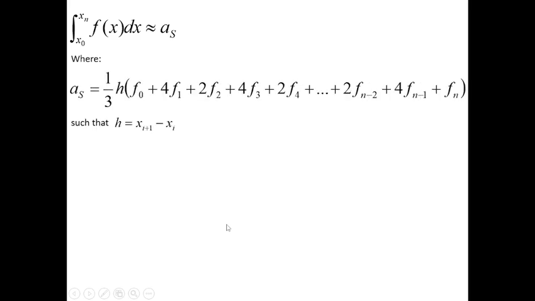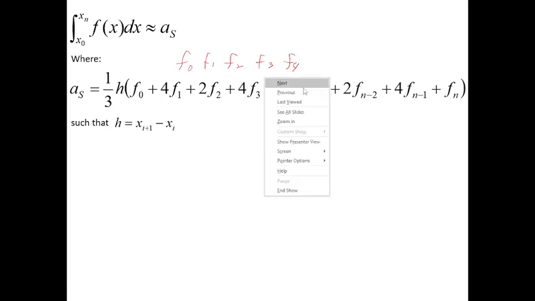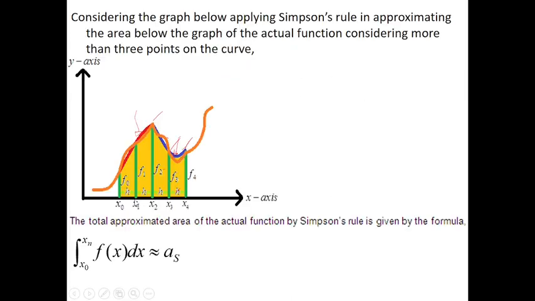In this case, we have h, the interval h, calculated as x sub i plus 1 minus x sub i. So in our example, we have 5 points and we have f sub 0, f sub 1, f sub 2, f sub 3, f sub 4. Let us take a look at our previous example. Here we have f sub 0, f sub 1, f sub 2, f sub 3, f sub 4.